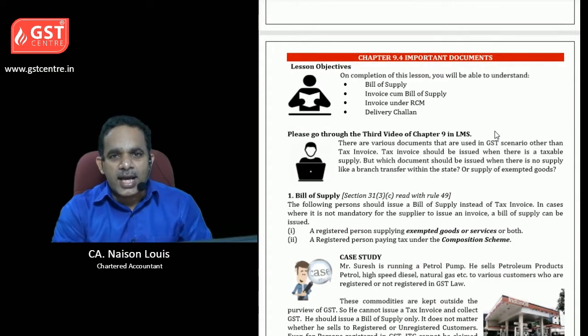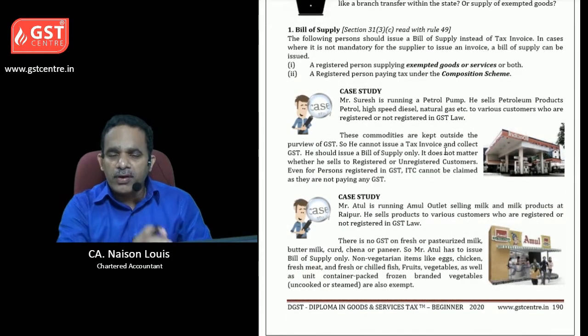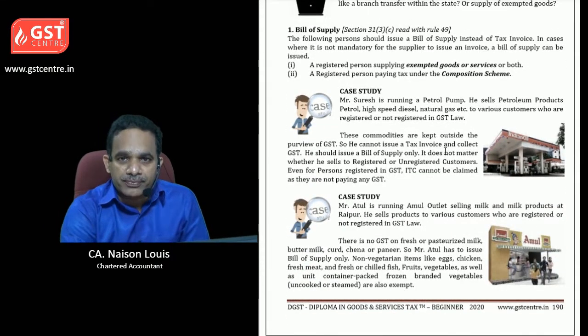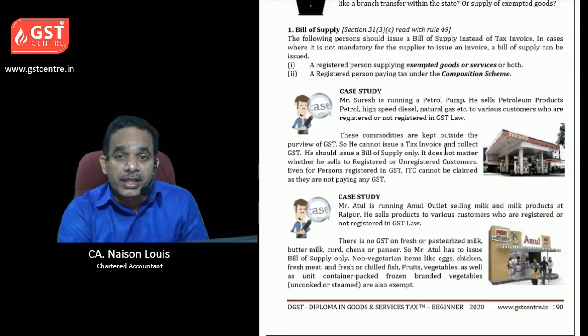Hi, this is chapter 9.4 and we will see some important documents in GST law. First of all, we will see bill of supply, and the concerned provision is given in section 31 subsection 3c, and you need to read it with rule 14.9.